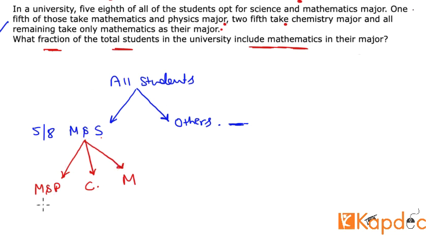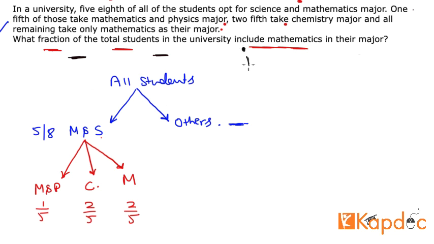And we know that maths and physics is 1/5 of all students under maths and science. Chemistry is 2/5. And now you tell me what will be the remainder of this large group of maths and science that will take maths only. It will be, of course, 2 over 5, because if there were 5 divisions, one of those divisions goes into maths and physics, 2 of those divisions go into chemistry, so the remaining 2 will go into maths. And our objective is to find what fraction of the total students in the university include mathematics in their major.